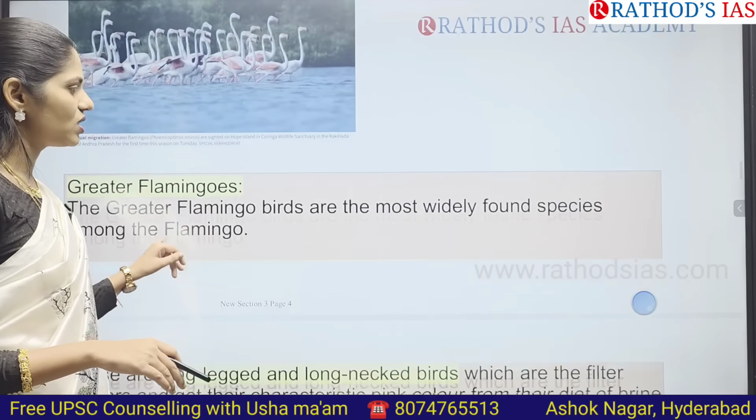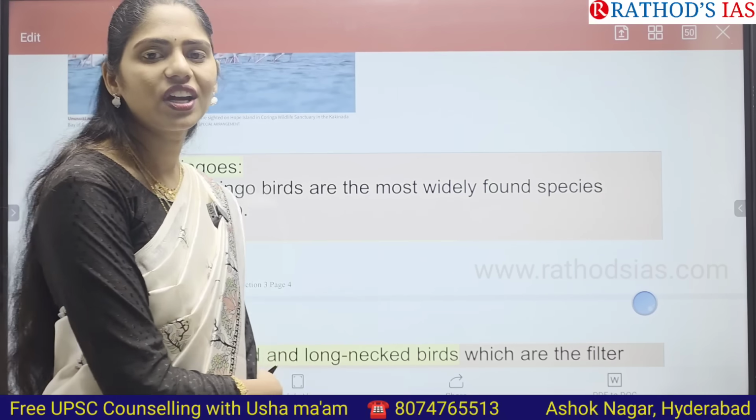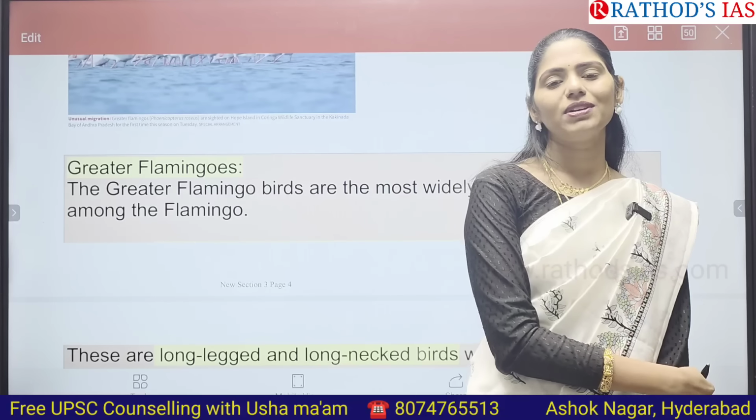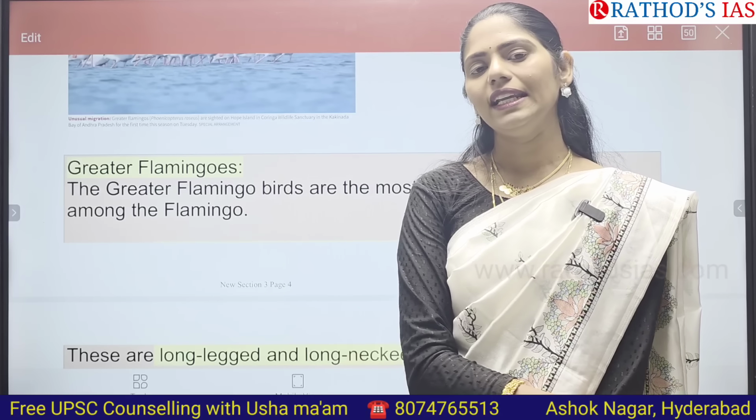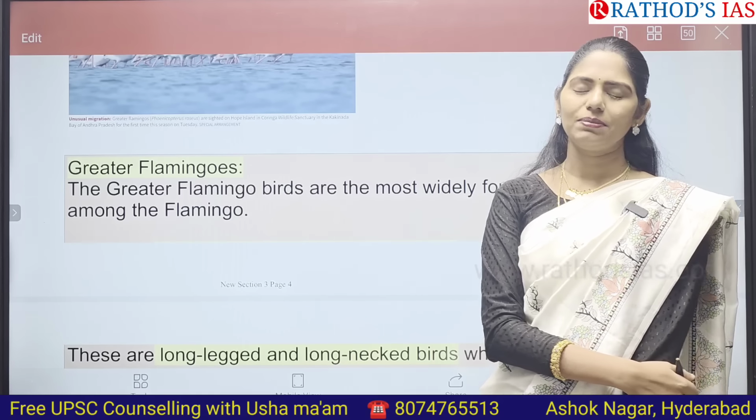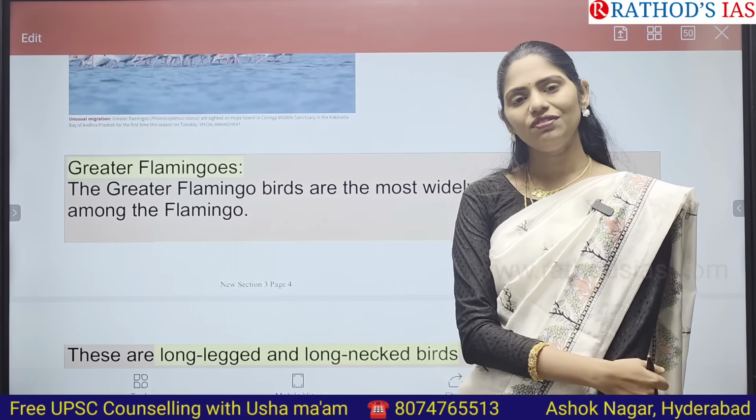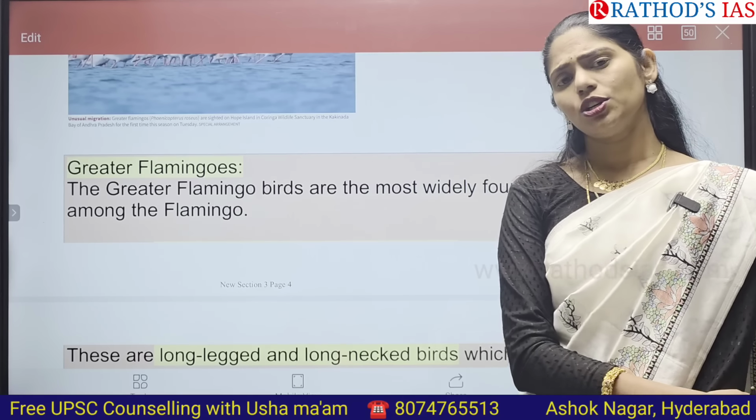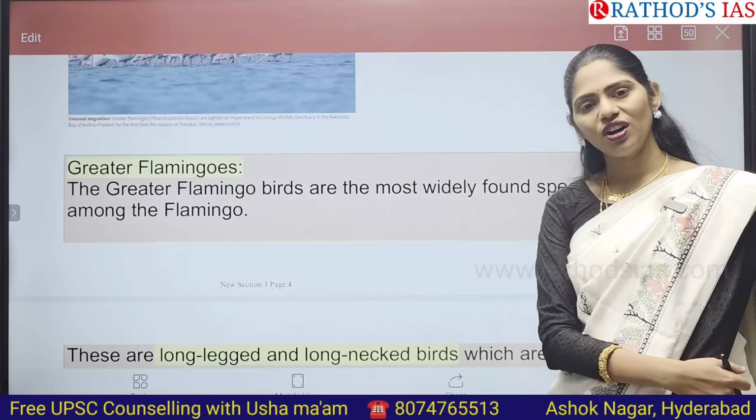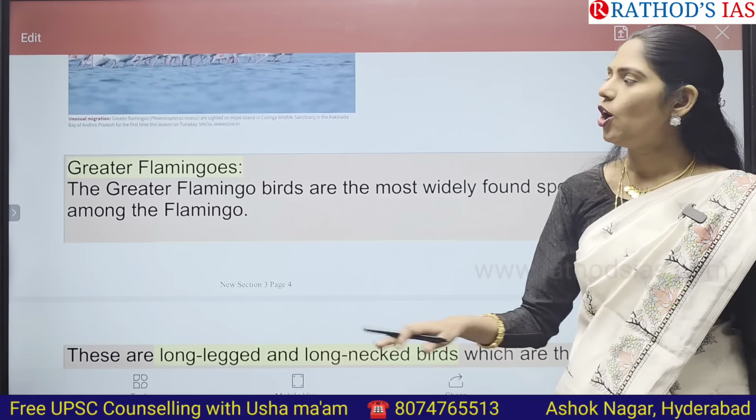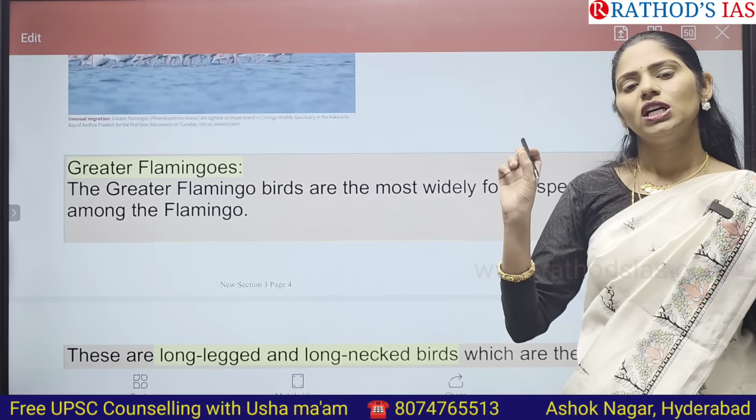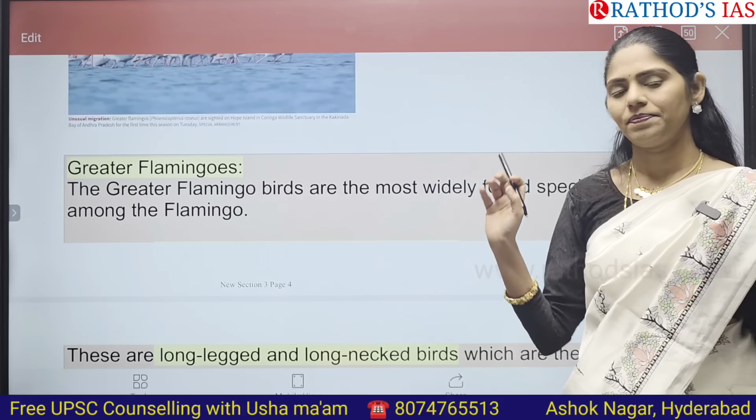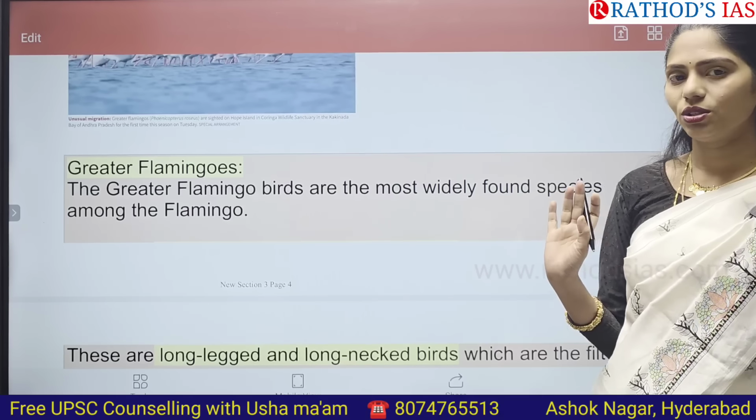Okay, now there is a very high chance of getting questions regarding these flamingos. How can you expect a question? Consider the following statements regarding these flamingos, and they'll give you around 3 to 4 statements and they may ask you to identify correct or incorrect statements. Or else you may also get another type of question. On one row they'll give you birds, on another row they may give you the category under which they are protected under IUCN Red List. So this is also a possible question.